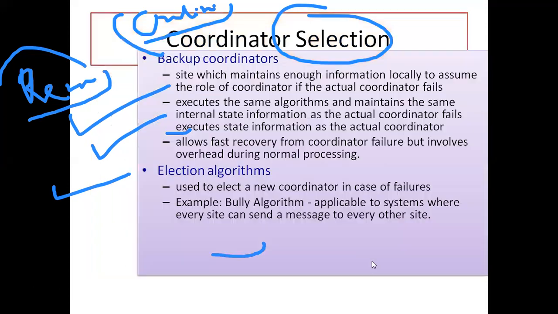क्वेश्चन समझ में आया ना मैं क्या बोल रहा हूँ? हेलो, माय वॉइस इज ऑडिबल? एक बार रिपीट कर दीजिए सर.